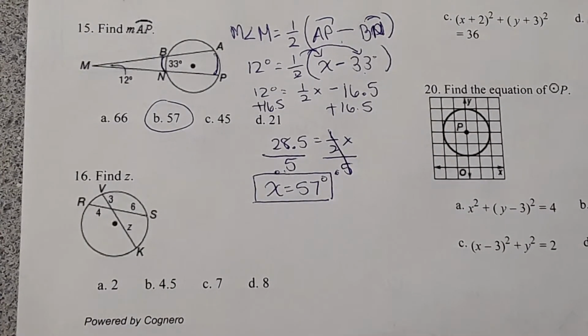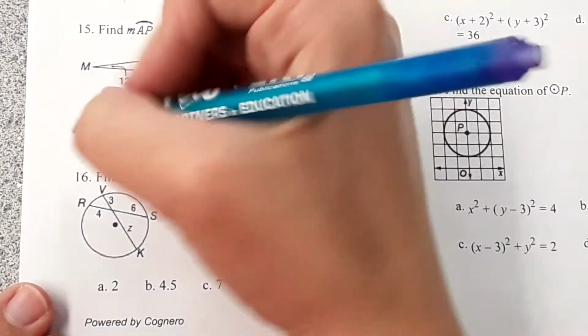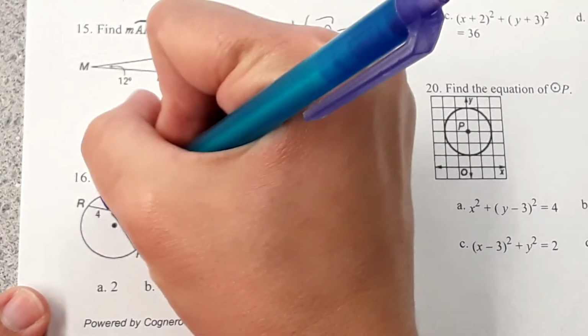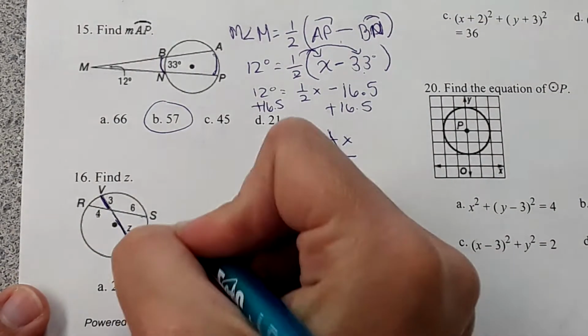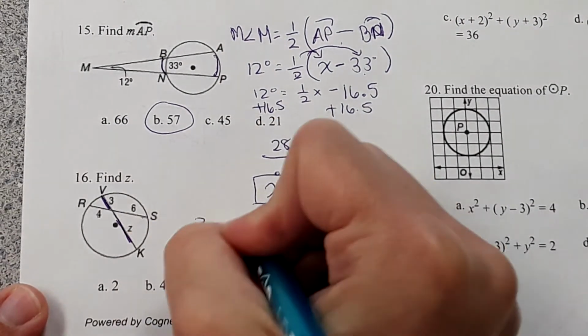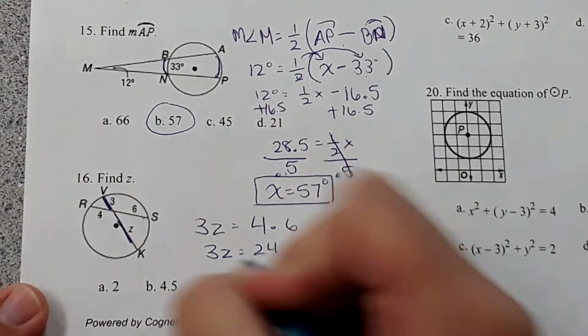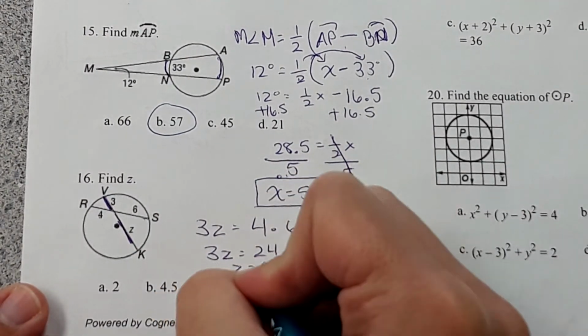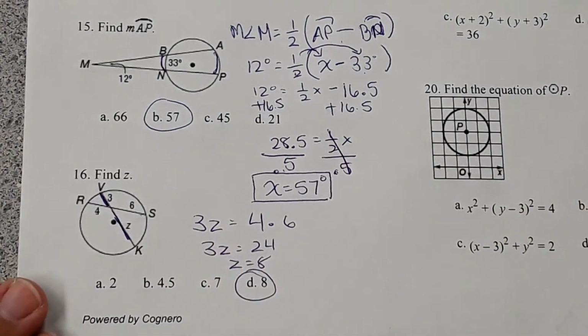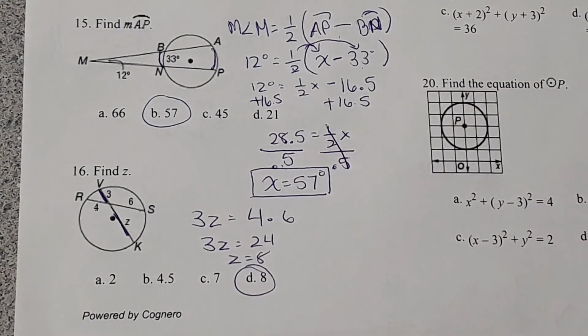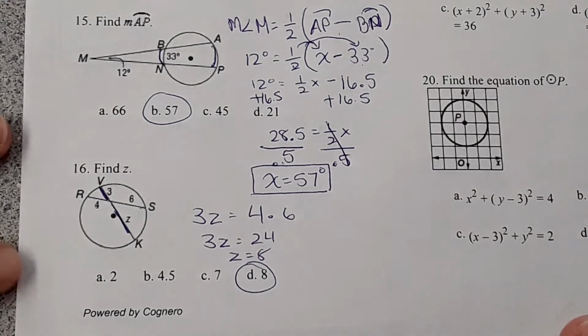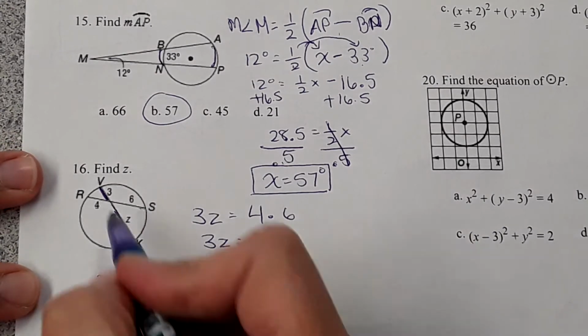16. For this one, it's 3 times z equals 4 times 6. 3z equals 24. Divide both sides by 3, and you get z equals 8. That's it. How do you get 32? It's 3z. 3 times z. Oh. Yep.